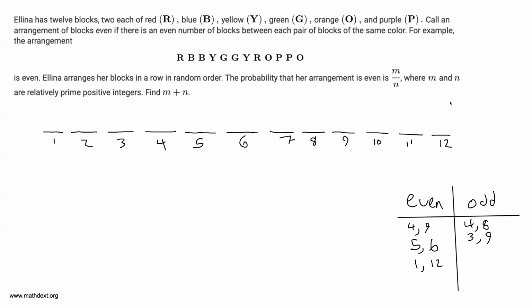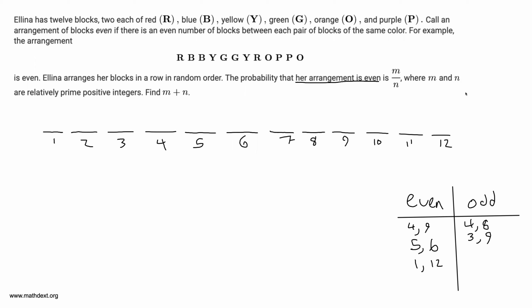So what do we want? We just want the probability that her arrangement is even. Her arrangement is even. So what does that mean? It means that for every single color, 1 block is on an even numbered slot and the other block is on an odd numbered slot. Then no matter what we do, it works.